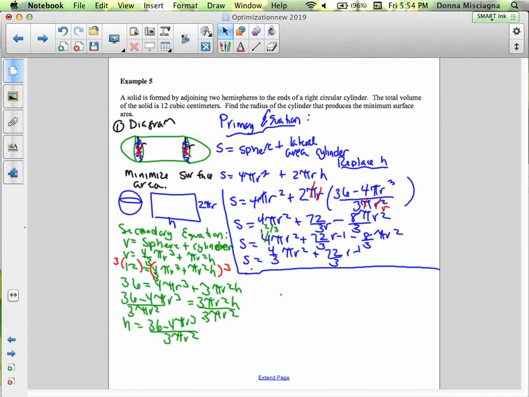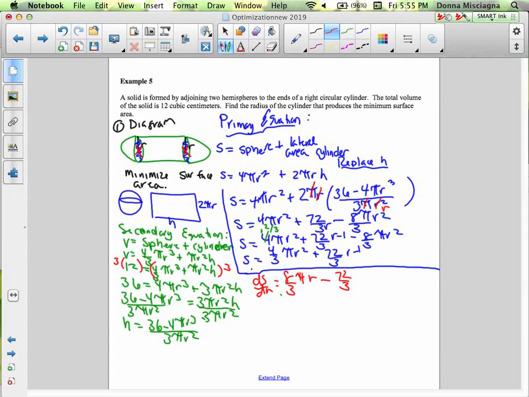All right, so now we'll take the derivative. So ds/dr equals 8/3 pi r, reduce that by 1. And then this would be minus, because that's r to the negative 1, minus 72/3, that's going to be r to the negative 2. So I'll just put r squared down here.